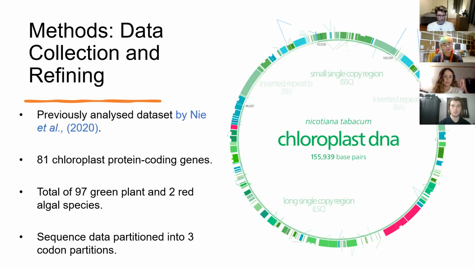And when we had this sequence data, we found that there were problems with the data. There was saturation in it, which leads to incorrect dating estimates, and they're often found to be too old. So in this case, we partitioned it into 3 different sections, and we removed the third codon partition, but I'll talk about that later.